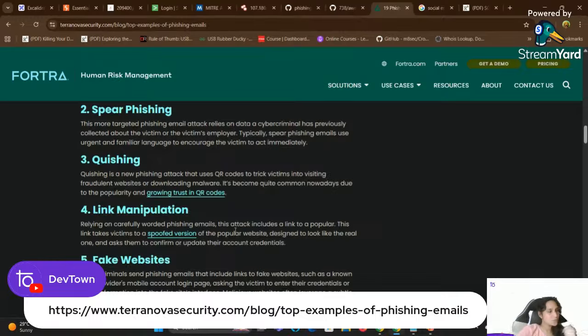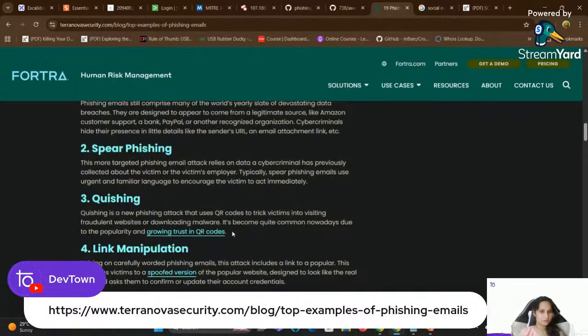Quishing, this word might look a little new to you guys, but quishing is also a kind of phishing attack, guys, where this happens with QR codes. You are using some sort of QR code, but behind that QR code is either malware, or some different fraudulent websites, links, something like that.